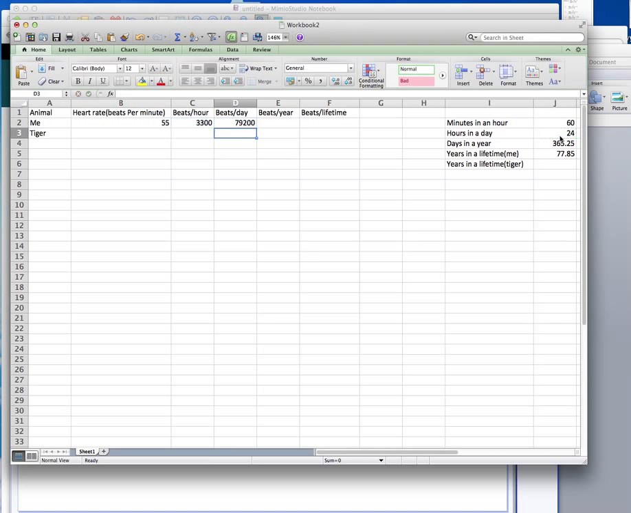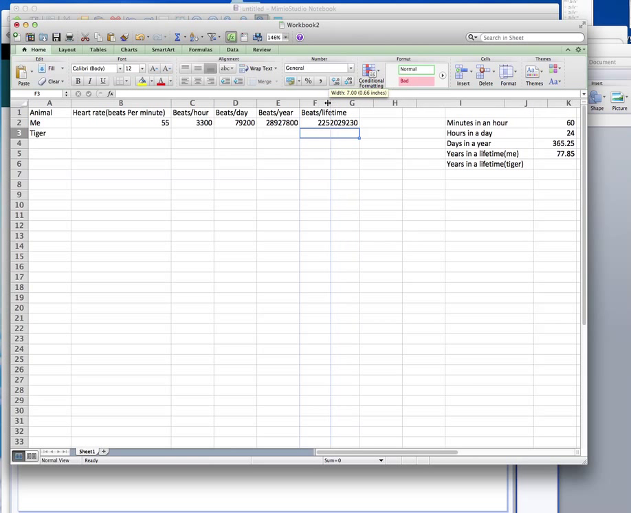Push enter. Now the same for beats in a year, which equals D2 times the amount of days in a year. Now if I want to know beats in a lifetime, it equals beats per year times how many years I live. So my heart should beat that many times per year.